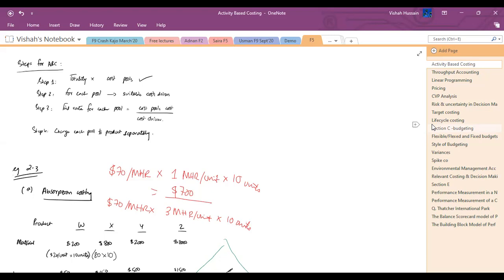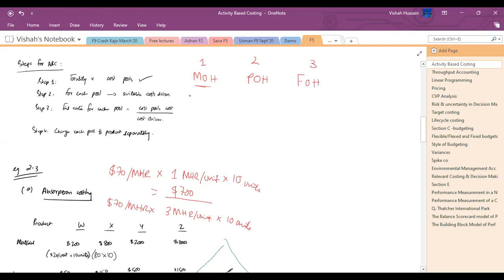Now, what are cost pools? Let's say there is marketing overhead because of the marketing department. This marketing overhead, which I am writing as MOH in short form, is one cost pool. Production department overhead becomes the second cost pool. Financing department overheads become the third cost pool.